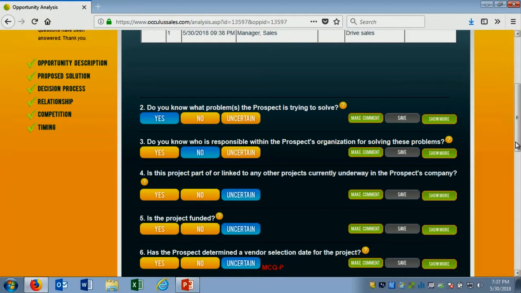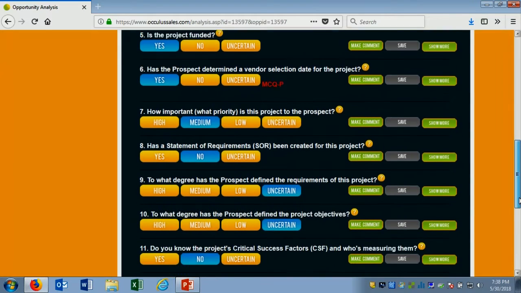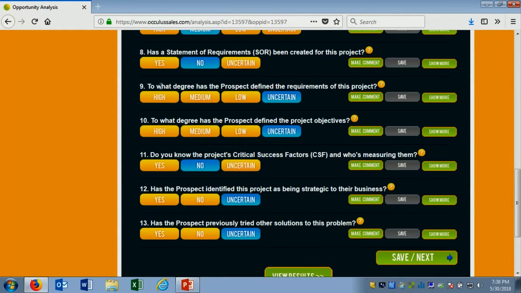Do you know who is responsible within the prospect's organization? Yes. Is this part of a project linked to any others? No. Is this project funded? Yes. Has the prospect, et cetera, you've gone through all of this? Yes. Medium. Has a statement of requirement been done? No, not yet. Et cetera, and then high, medium. Do you know the critical success factors? And then yes and yes.